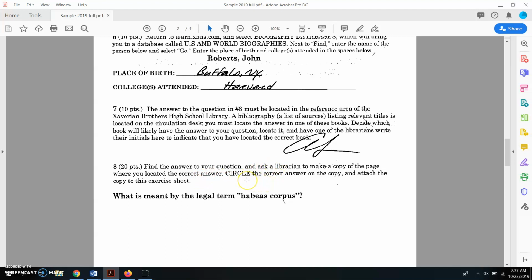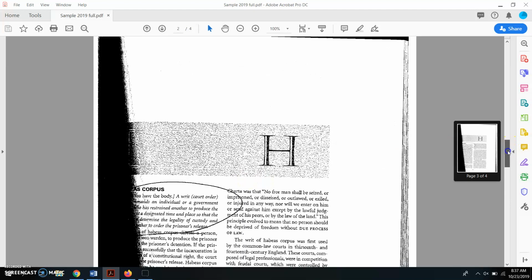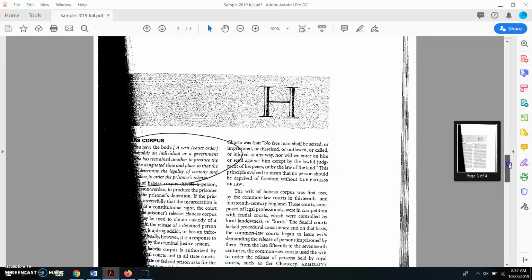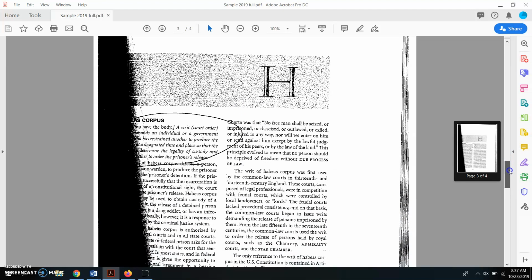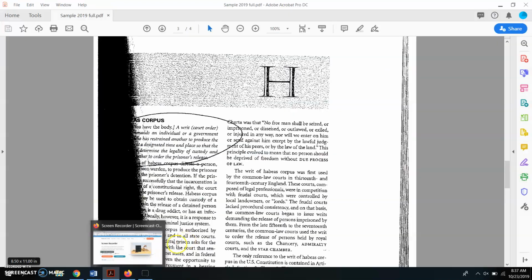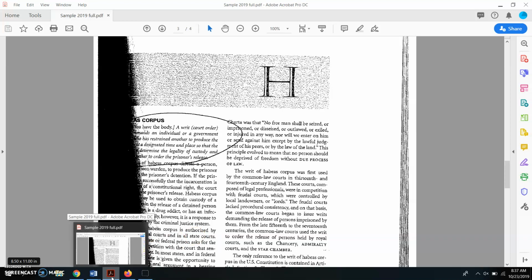Then we give you the sheet, and you look at the sheet. This sheet didn't come out that great because it's a big book. But in this area right here, this is where I've circled, this is where the definition of habeas corpus is located. So you circle that and you turn that sheet back in with your assignment. The key here is that you circle the exact spot where the answer is located.